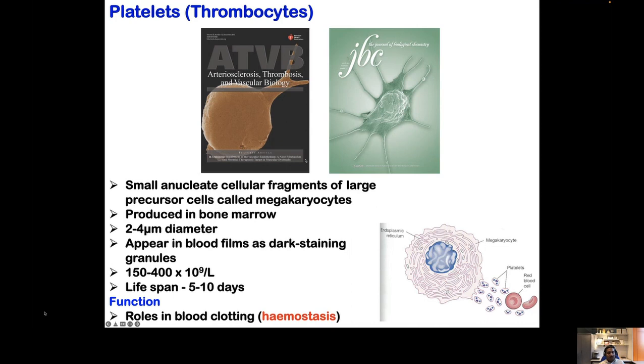Lifespan of platelets will be around 5 to 10 days. The main role of platelets will be blood clotting. That's also called hemostasis. So when you get an injury, the blood has to clot in order to prevent excessive bleeding. So that's the main role of these cells.